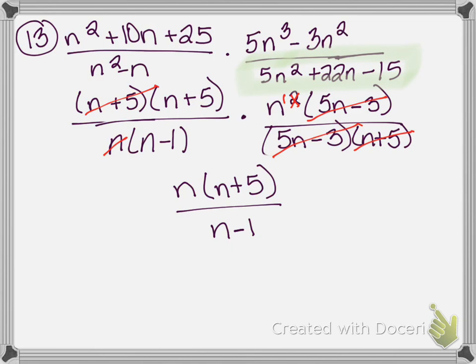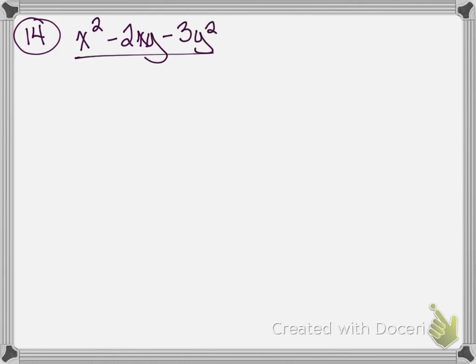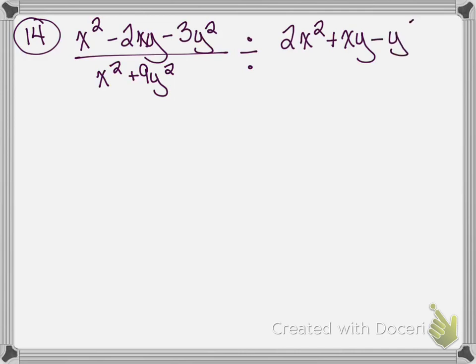Can I go to the next screen? Okay. So this is number 14. x squared minus 2xy minus 3y squared over x squared plus 9y squared divided by 2x squared plus xy minus y squared over 2x squared minus xy.